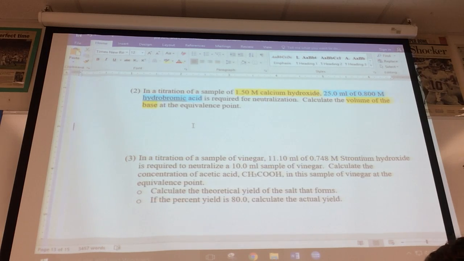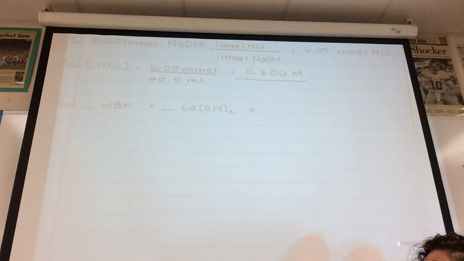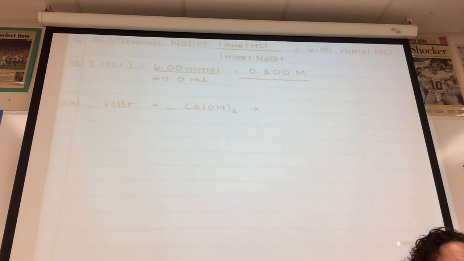Hydrobromic acid reacts with calcium hydroxide. And watch your formula writing here as well. Don't forget those parentheses. If you can't get an equation to balance, go back and check your formula writing. I'll let you get that down.